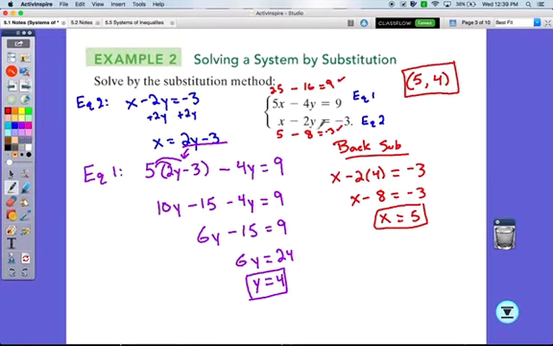That is substitution. That is useful if one of the variables does not have a coefficient. You can do that without too much problem.